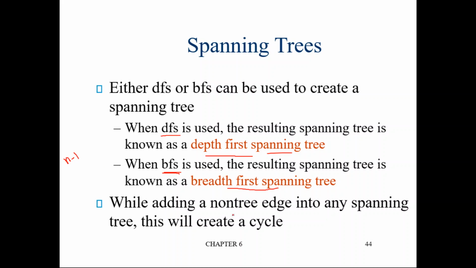Okay. Now, while adding a non-tree edge into a spanning tree: as we have discussed, after creating a spanning tree, we will add only some of the edges to the spanning tree. Some of the edges will not be added. The edges that are added are called tree edges, and the edges that were not added are called non-tree edges. Okay, so if you add these non-tree edges into the spanning tree, then it will create a cycle. So if you add even one non-tree edge, it will create a cycle.